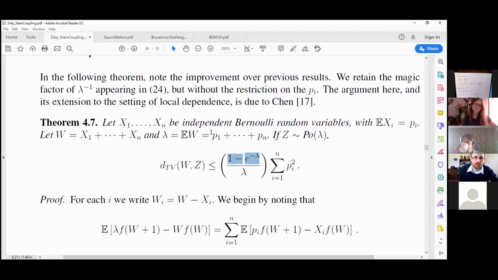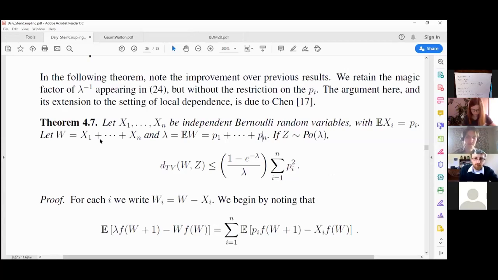and there are no restrictions on my p's here. The last result of Le Cam's that we looked at said that my pi's all had to be less than or equal to a quarter or something like that. This has no restriction on my p's. So okay, let's prove this, because we can and it's not too hard.